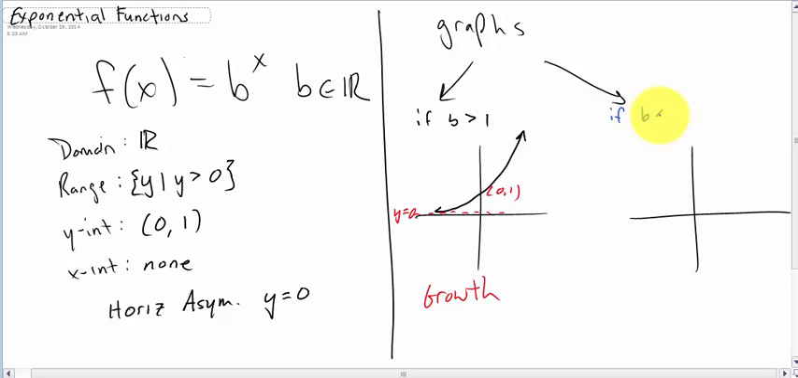If b is less than 1, but also greater than 0, we don't want b to be 0. That wouldn't be an interesting graph to us. And if b is negative, it's just weird. We don't get a nice curve if b is negative. So if b is between 0 and 1, so if it's a fractional value, we're going to get a curve that looks like this. Again, y-intercept of (0, 1), and asymptote y equals 0, but this time it's exponential decay. It's a decay curve if b is a fractional value between 0 and 1.